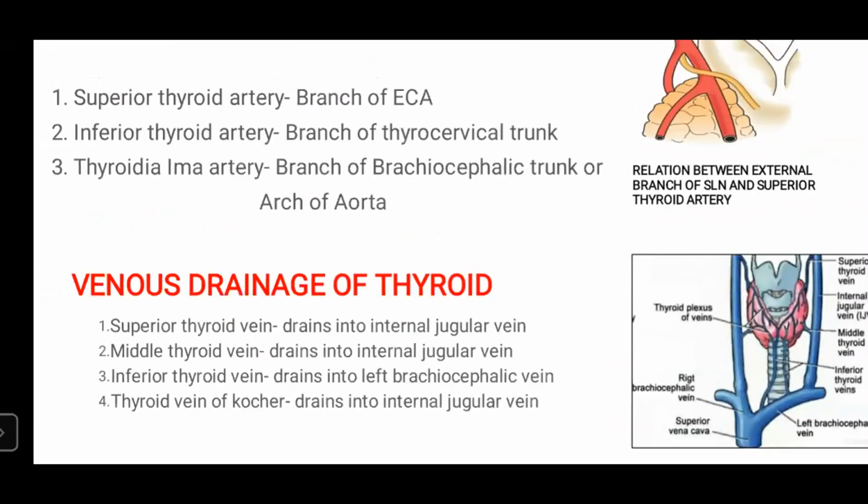Venous drainage is through the superior thyroid vein, middle thyroid vein, and inferior thyroid vein mainly. Superior and middle thyroid veins drain into the internal jugular vein. Inferior thyroid vein drains into the left brachiocephalic vein. There is a fourth thyroid vein, also called the vein of Kocher, which drains directly into the internal jugular vein.